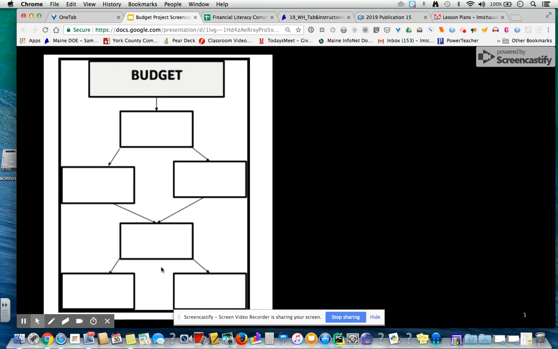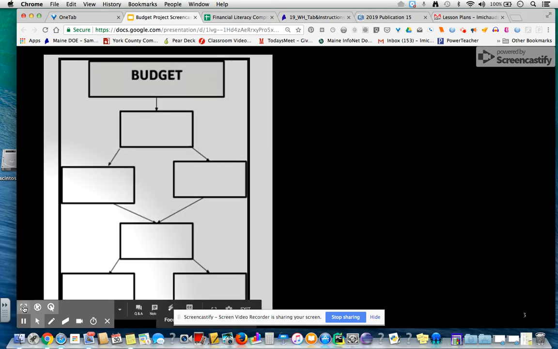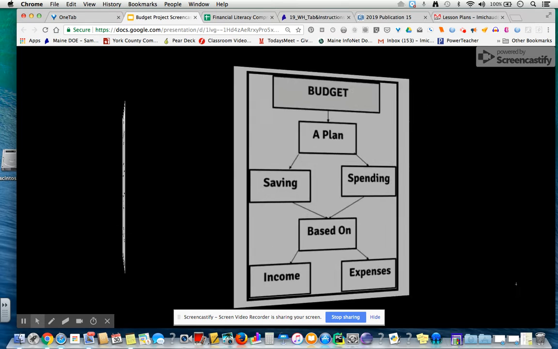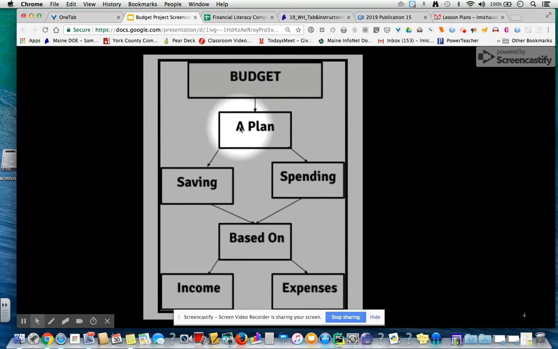So, what is a budget? Do you remember the definition of a budget? A budget is a plan, and it's a plan for your money. So, what do you do with your money? Save it or spend it. So it's the plan for saving and spending, and that plan is based on your income, which is money coming in, and your expenses, which is money going out.